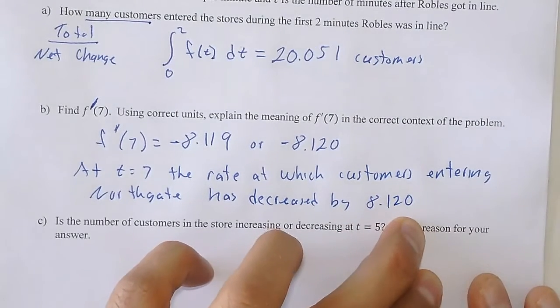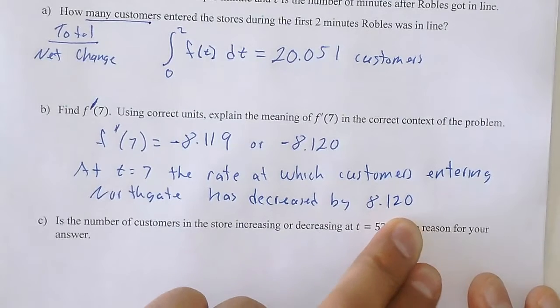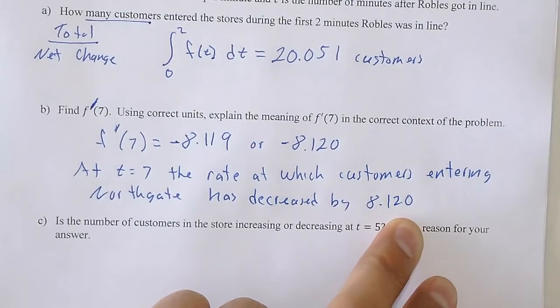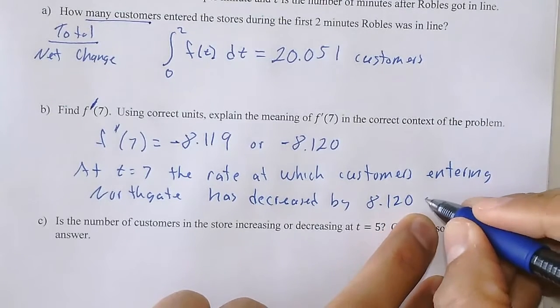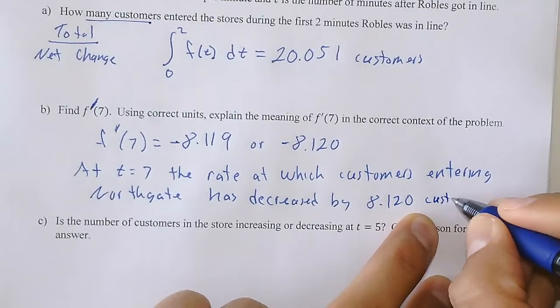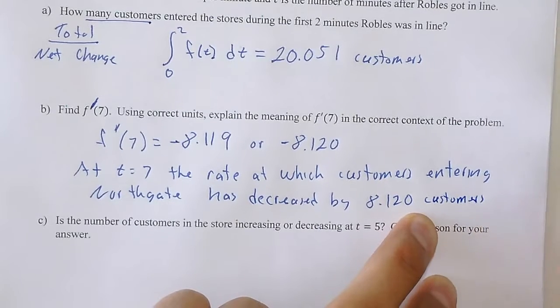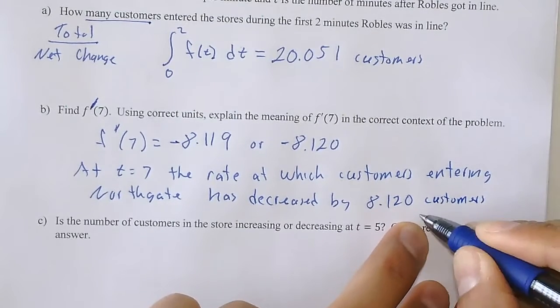This was the rate of F, and if I take the derivative of the derivative, we're talking customers per minute, or you could write per minute squared. Customers per minute, per minute.